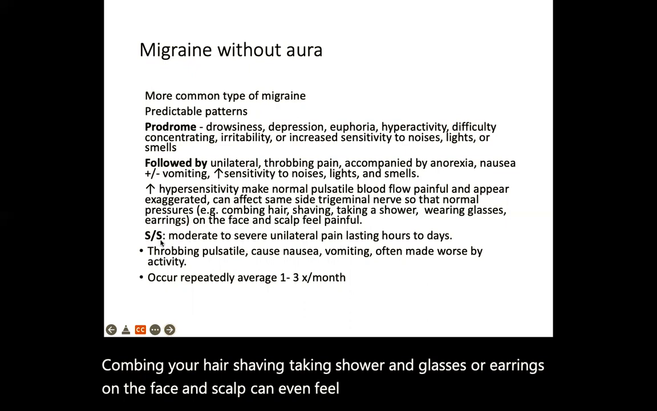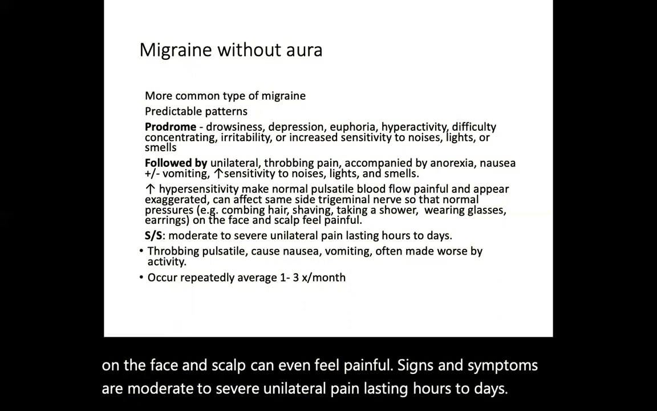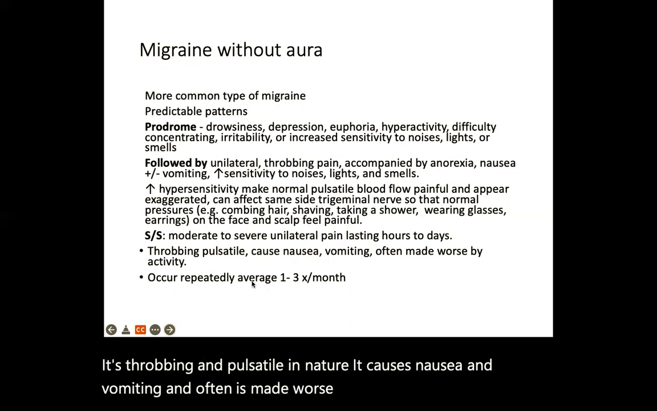Signs and symptoms are moderate to severe unilateral pain lasting hours to days. It's throbbing and pulsatile in nature. It causes nausea and vomiting and often is made worse by activity. It occurs repeatedly, average 1 to 3 times per month.